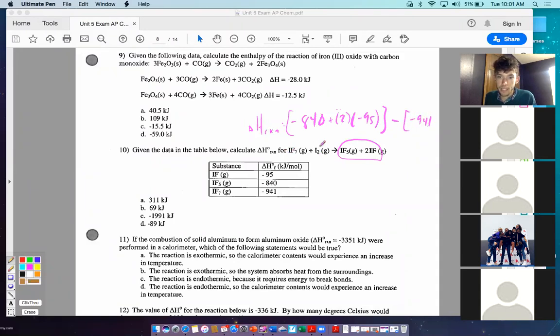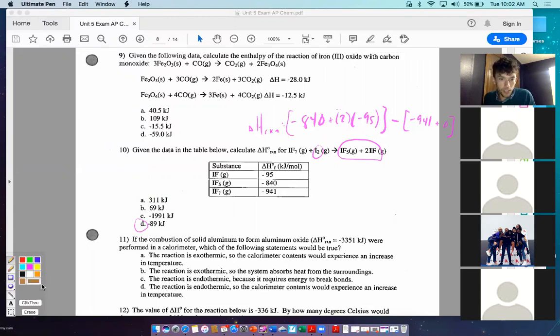And then remember that the heat of formation of I2, which is not even on the list, that's an element in its standard state, and it has a heat of formation of 0. So I'm just going to add 0 to that. And you're just going to perform this mathematical operation. And whenever you do that, you get letter D, negative 89. Just like that. Okay.